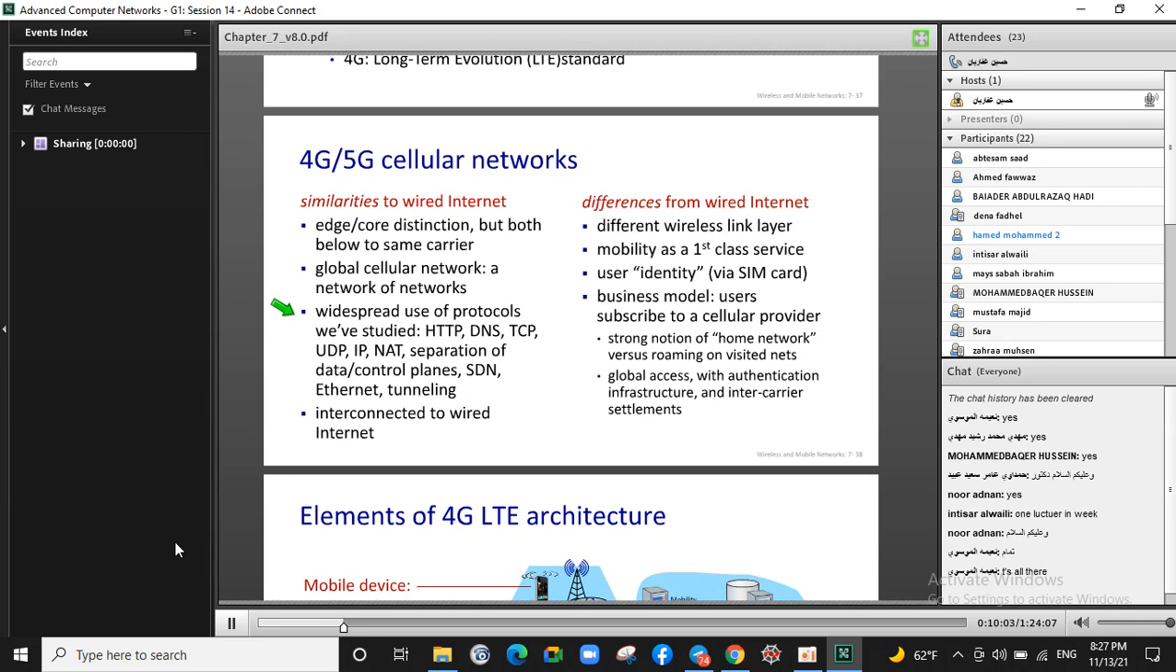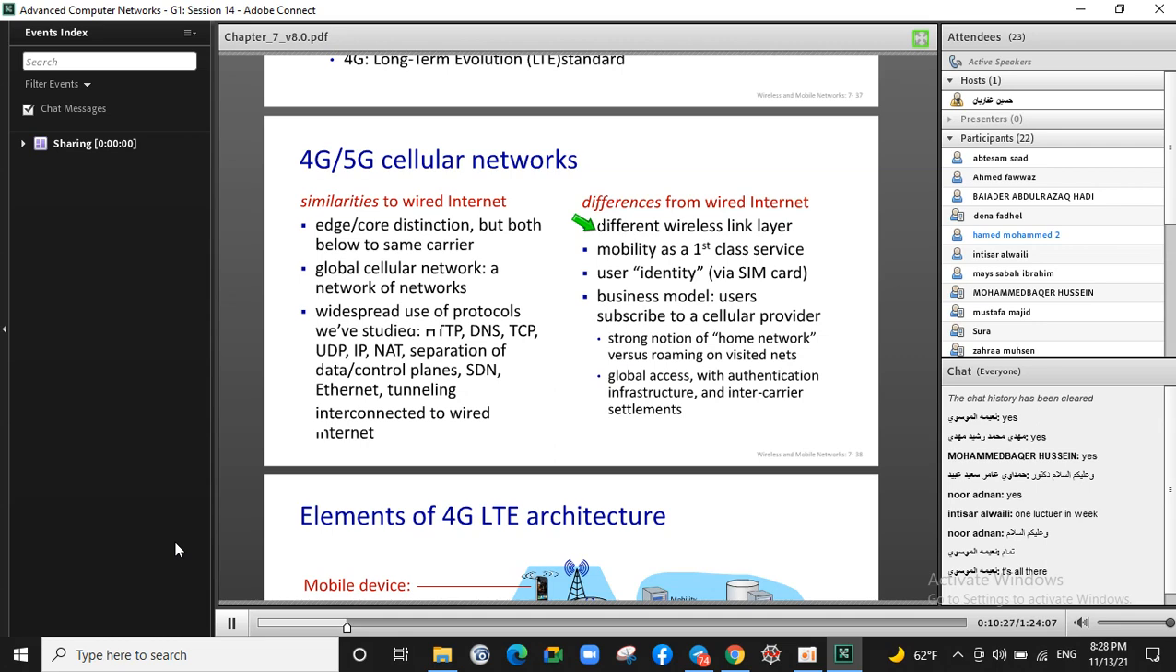Both of those wired or wireless technologies are connected to the internet via a wired backbone. Okay. But what is the difference between a wired network and a wireless cellular network?